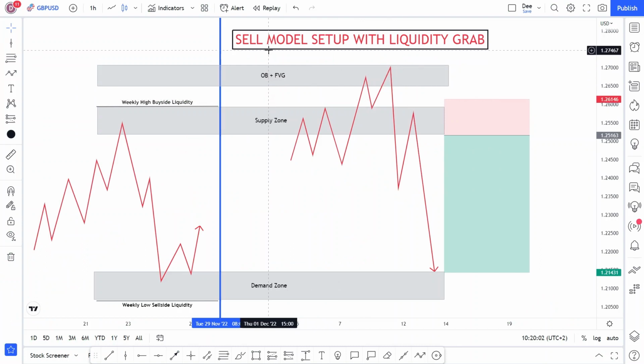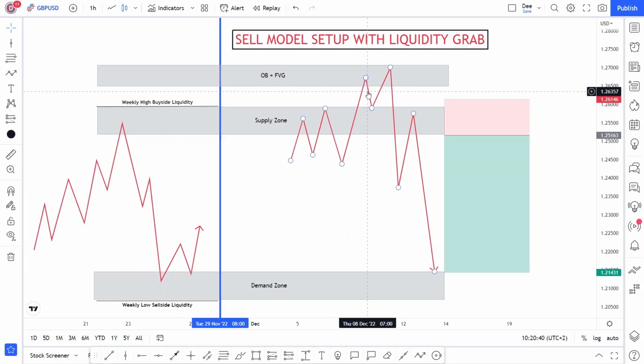On this example, we have the sell model setup with liquidity grab. It's still the same scenario, but now we have the liquidity grab. The first thing, when price gets into our supply zone, it goes in the direction of the sellers who are selling this supply zone. It first goes to their direction, and then after that it goes forward for the liquidity grab, and it hits the stop losses of the traders who are selling, and it also activates the pending orders in terms of buy stops, and it induces the breakout traders.